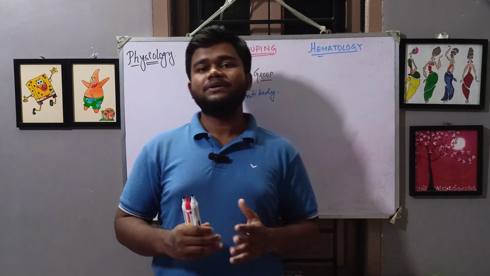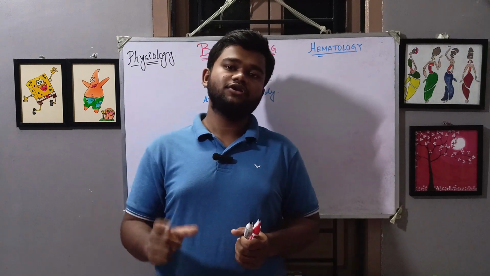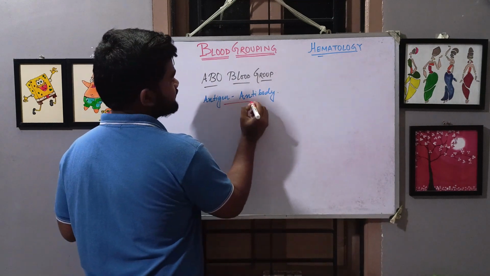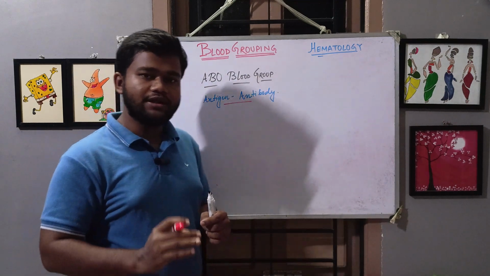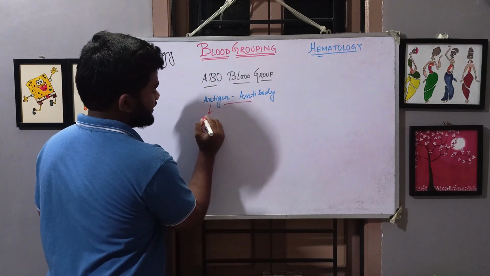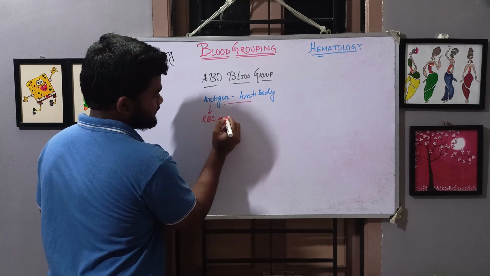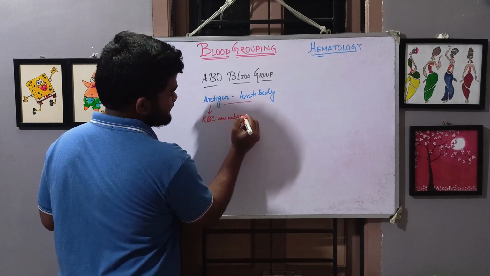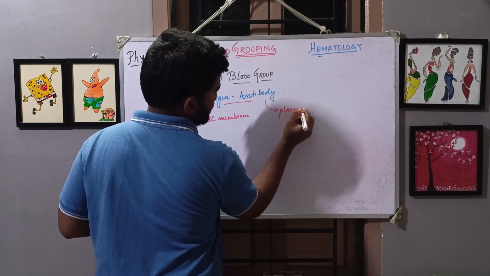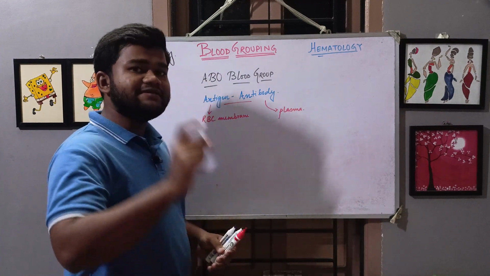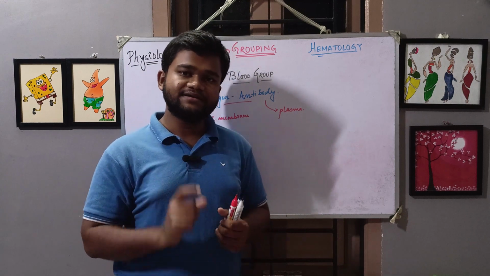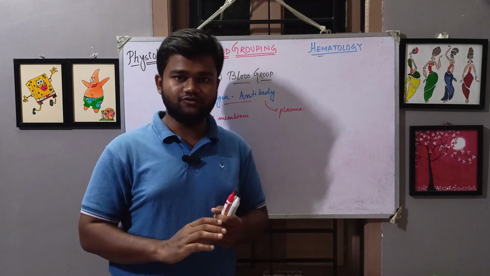The ABO blood grouping system is the most commonly used blood group system, and it is based on the presence of antigens and antibodies in the human blood. These antigens are present on the RBC membranes, whereas these antibodies are present in the plasma. Basically, it is the antigen present on the RBC membrane that determines the blood group of the individual.